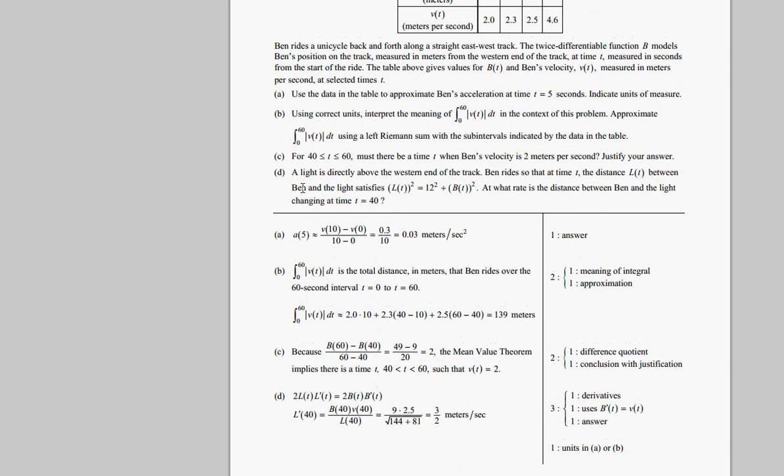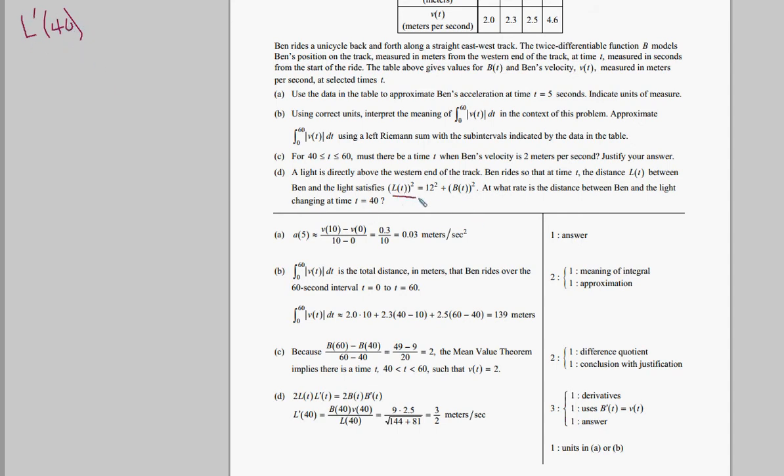But it's saying that we have this light, and Ben rides so that the distance L of t is the function we're talking about. That L of t function is the distance between Ben and this light. And it satisfies basically the Pythagorean theorem. At what rate is the distance between Ben and the light changing? So if you want to think about what this question is asking you, it's asking what is the rate of the distance between Ben and the light changing at 40 seconds? This is what we're trying to find, okay?